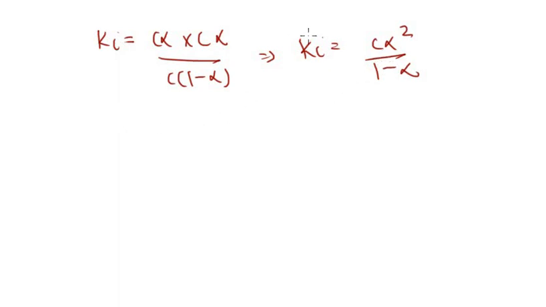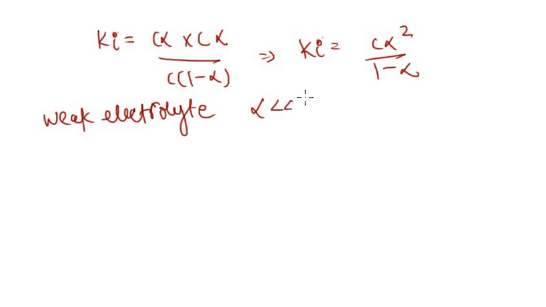Now here we know the ionization constant Ki and the concentration. What we don't know is alpha, which is known as the degree of dissociation, right? So alpha is unknown. But whenever we are talking about a weak electrolyte, we know it is negligible, that means alpha is very less than 1.